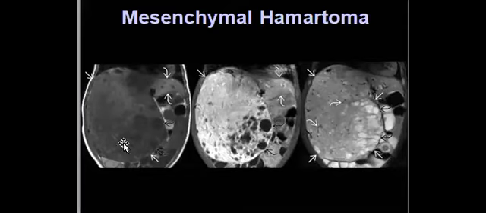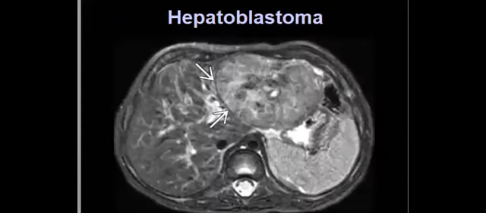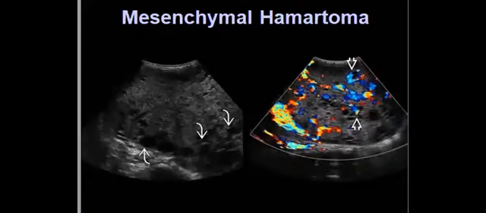In terms of T1, it will be low signal, and you can see that there are multiple rounded areas. And in the T2, you can see that there is high signal with fat suppression. So you are going to mention that it has a cystic appearance, right? So this is what is called mesenchymal hamartoma. It can be a big mass, but a benign one.